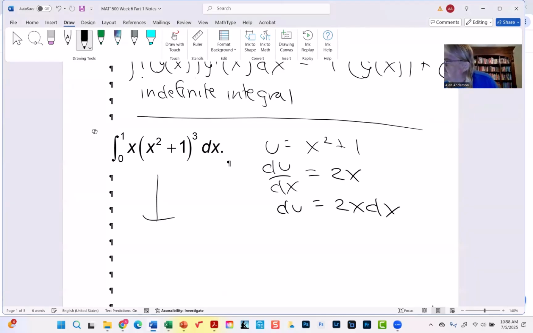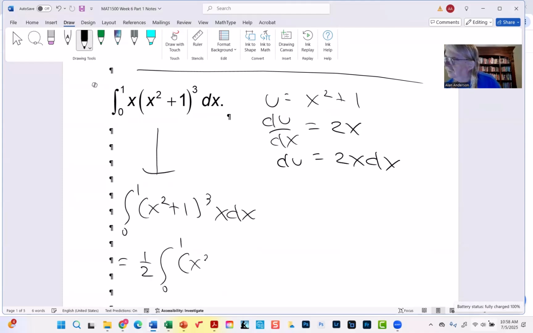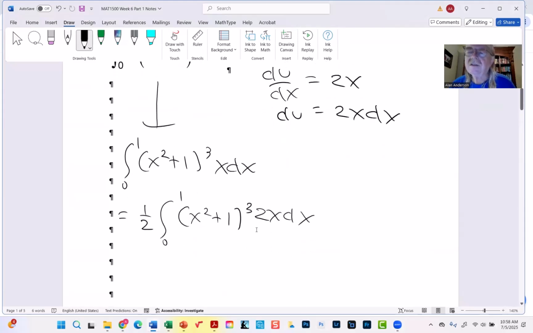So first, let's rewrite this. And you can see we're very close to having du, but not quite there. We need to supply that to ourselves, and we can do that very easily by multiplying and dividing by 2, as we've done in the past. Well, now we're looking pretty good. The only problem is, before we go any further, since this is a definite integral, we have to do something about the limits of integration.